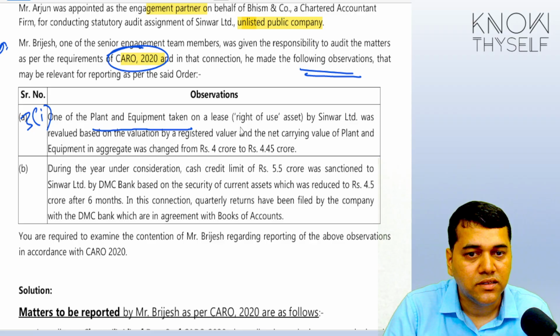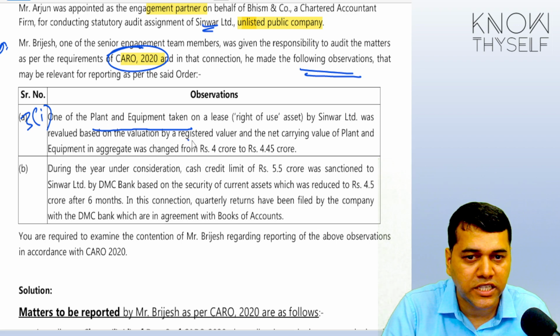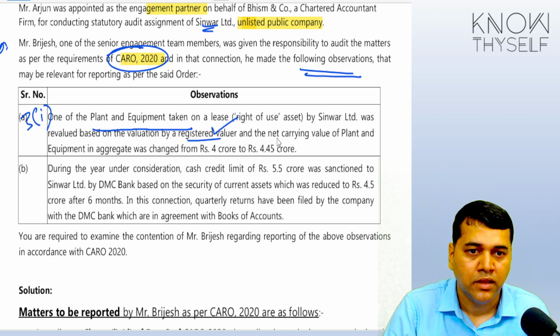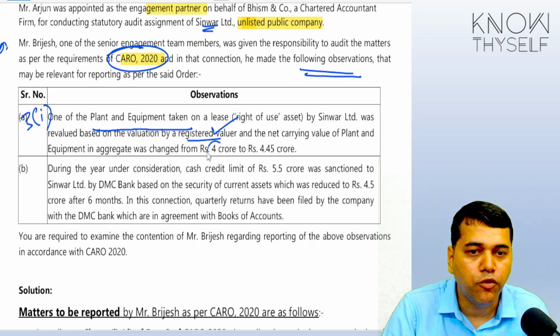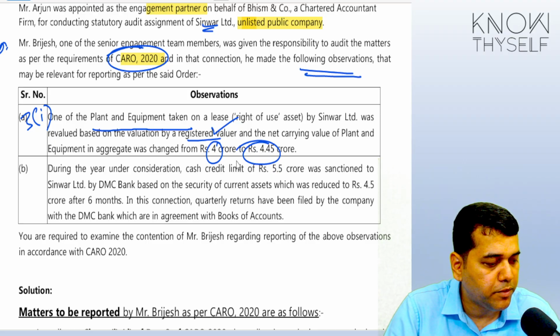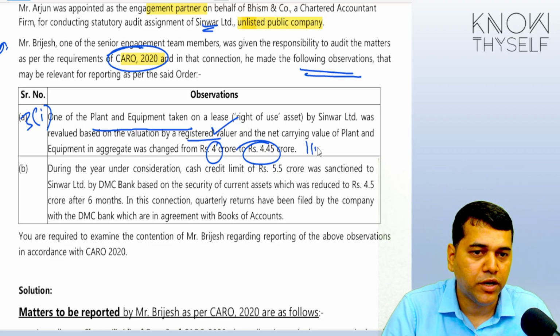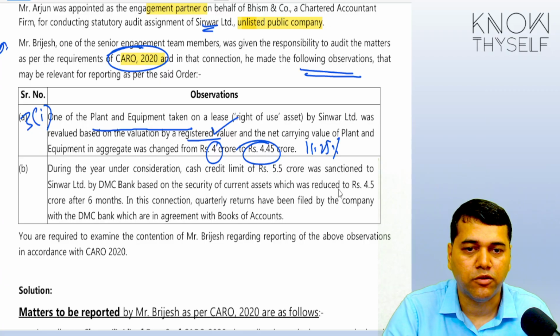On a lease, which is right to use asset by Sinwar Limited, who is your auditee, was revalued based on the valuation by a registered valuer. That's perfect. And the net carrying amount of the plant and equipment was changed from 4 to 4.45. Now you have to calculate 0.45 divided by 4. How much? 11.25%. So this requires a disclosure. You have to report it now.